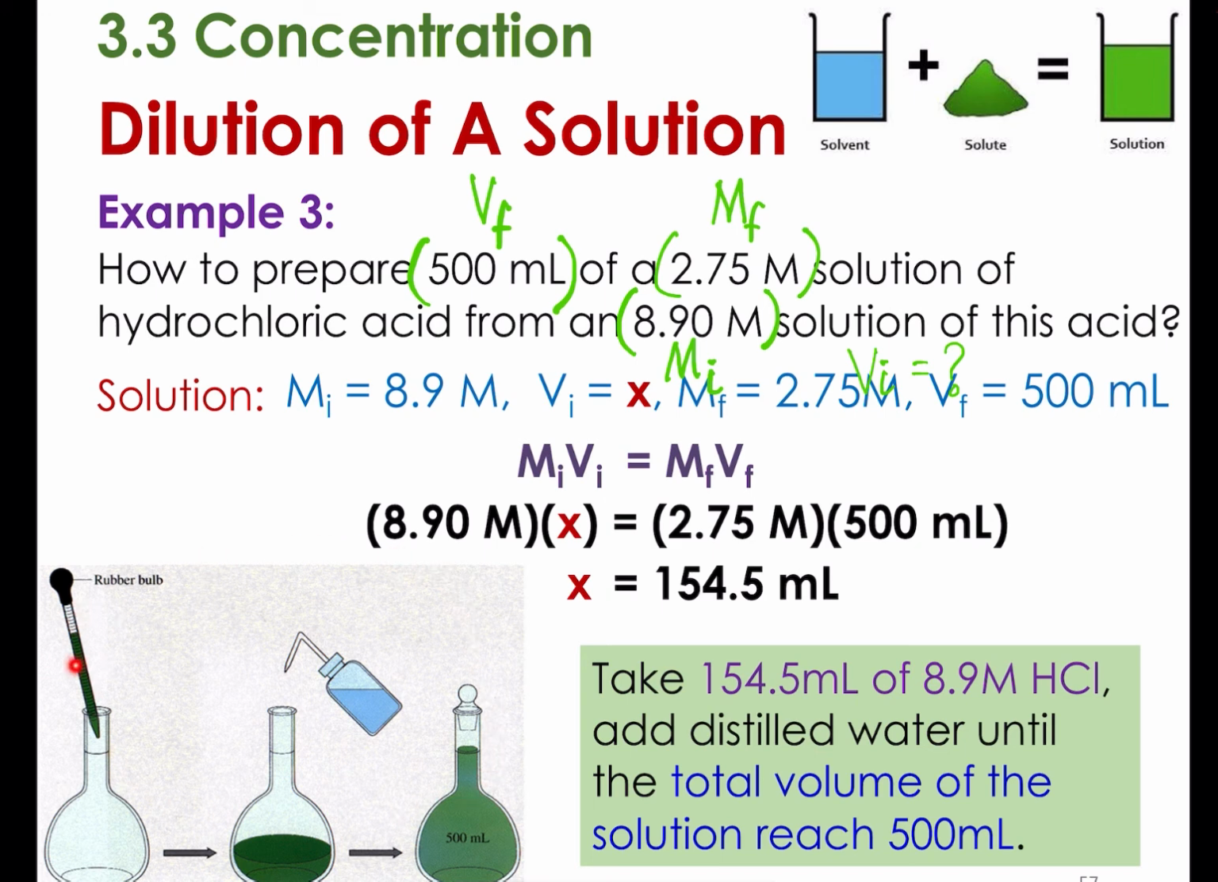I have the illustration here for you to understand more about dilution. So right now, saya ada 500 ml as my final volume of the dilution. But right now, I want to calculate the volume that I need to use to prepare 500 milliliter of the solution. So that's why the volume yang saya ada adalah 154.5 milliliter.